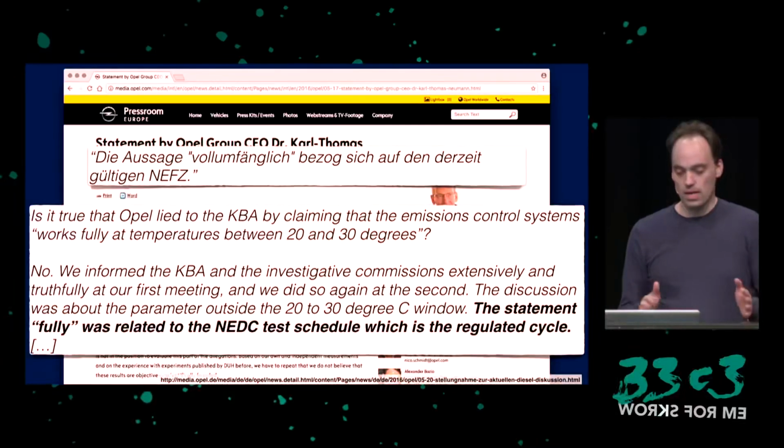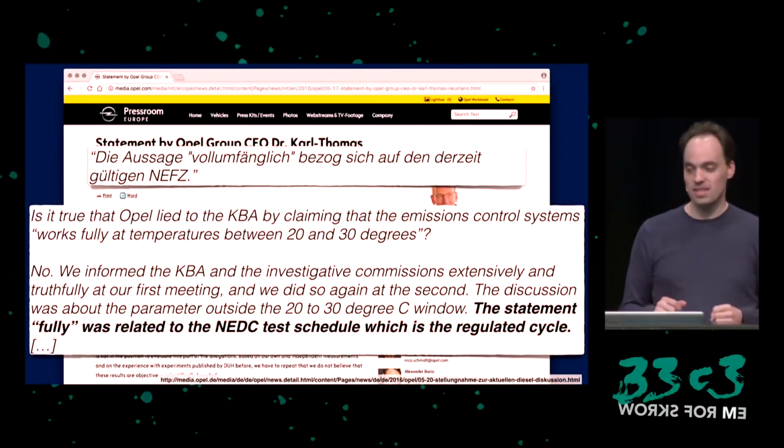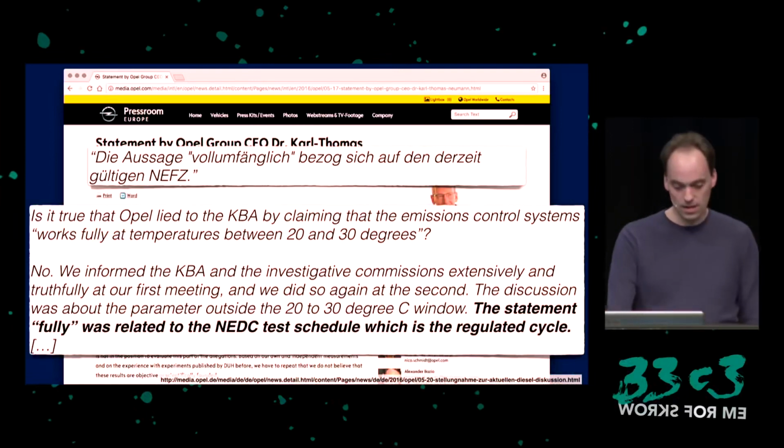And the Opel answer is really interesting. Of course, they denied doing a test cycle detection. They say they don't do that. And when asked whether they lied to the KBA when saying that it works to the full extent, they said, well, the statement was really related to the NEDC test schedule, right? Which, yeah, okay.